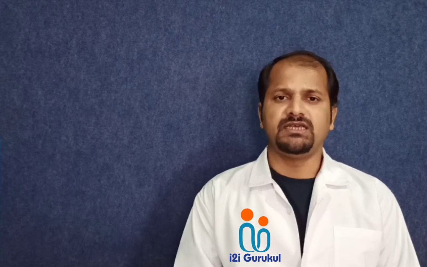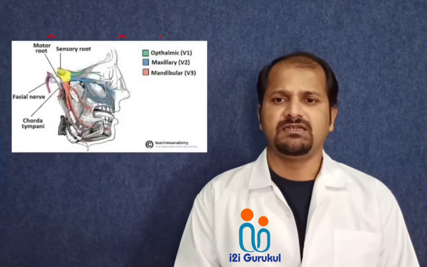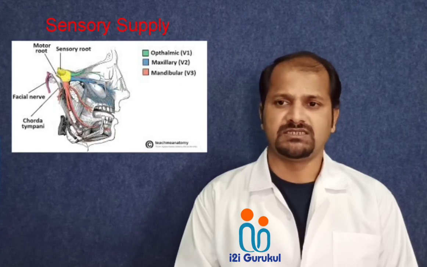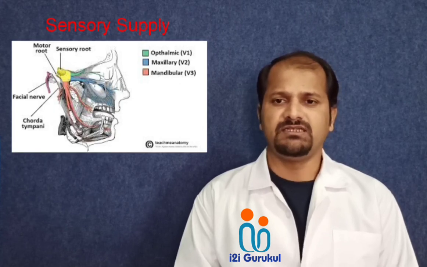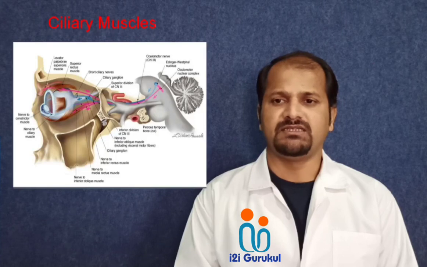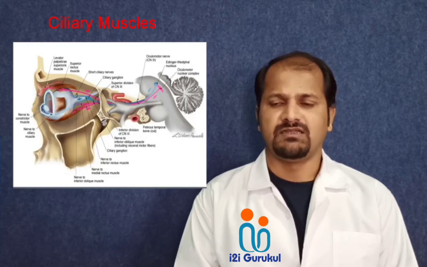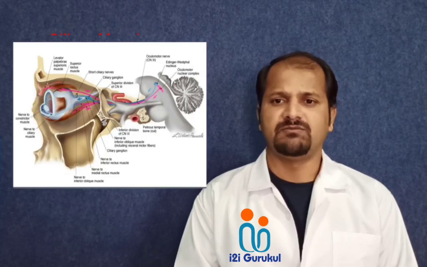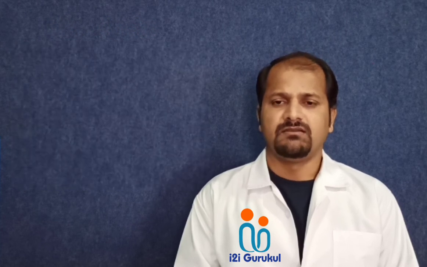Coming to the next point, the nerve supply of the ciliary body. In that we have 2 points here: one is the sensory supply and the other is the ciliary muscles. Sensory supply is via the nasociliary branch of the fifth cranial nerve, that is the trigeminal nerve. And the second, the ciliary muscles, is supplied by the oculomotor, that is the third cranial nerve, and sympathetic nerves. So let's move towards the blood supply of the ciliary body.